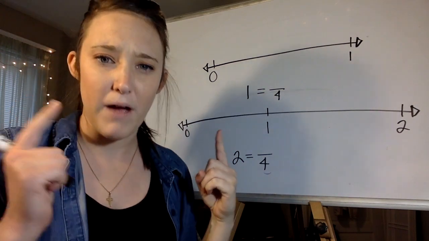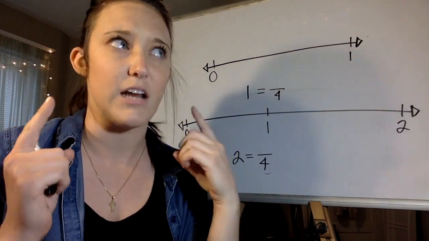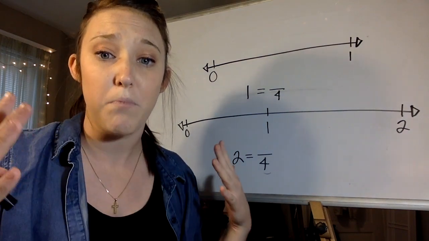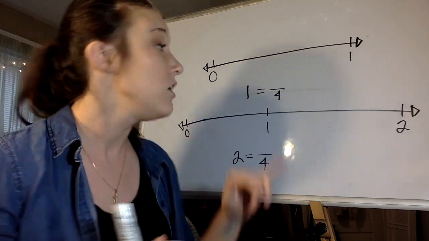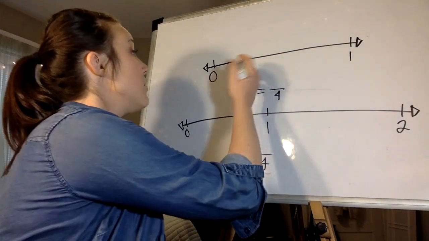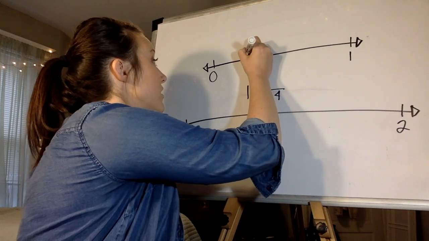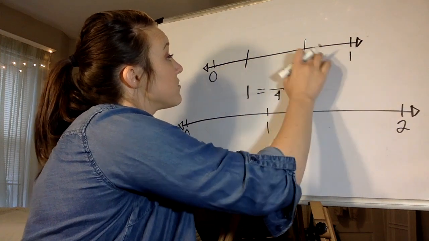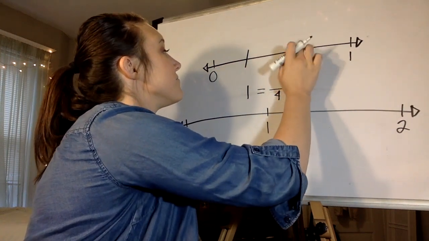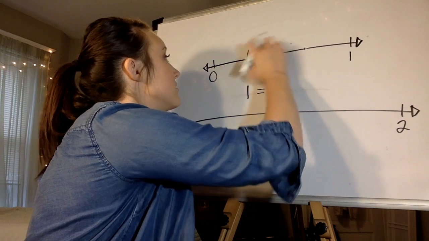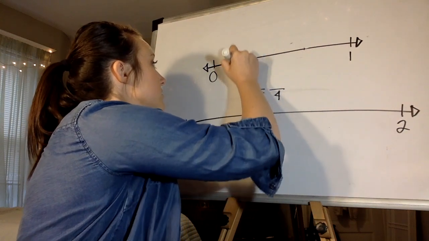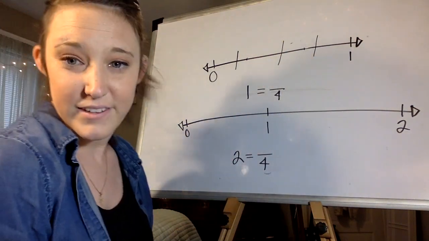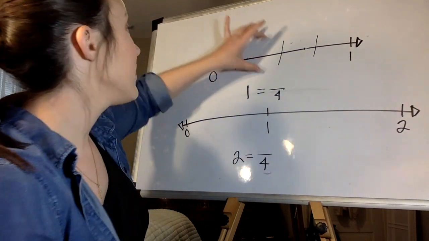I remember back to what a denominator is, and I know that the denominator is how many equal parts or equal shares make 1 whole. So I have 4 equal parts, so I need 4 equal shares. So here we go. I've got 1, 2, 3. So I've got 4 equal parts.